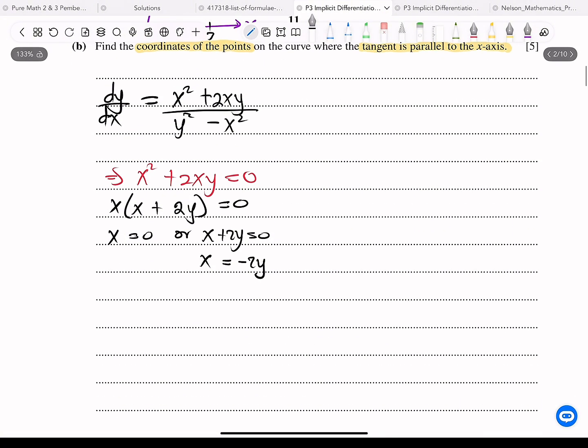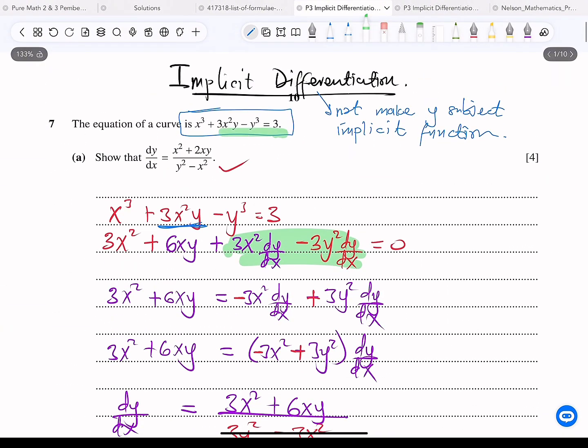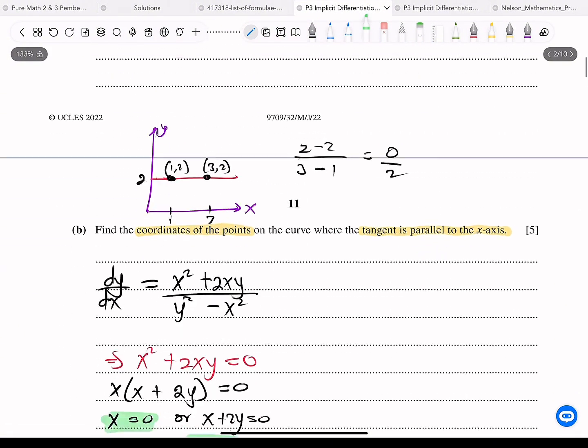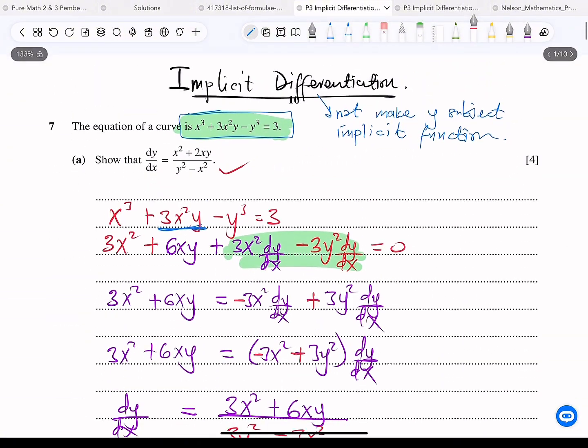Okay, so now that we have two cases, when x is 0 and when x is negative 2y. The point is that this x equals 0 and x equals negative 2y, they were the points at which the tangent to this particular curve was parallel to the y-axis. Therefore, you are going to solve these two equations. Let me call this equation 1, call this equation 2, and the original equation as equation 3. You are going to solve them.